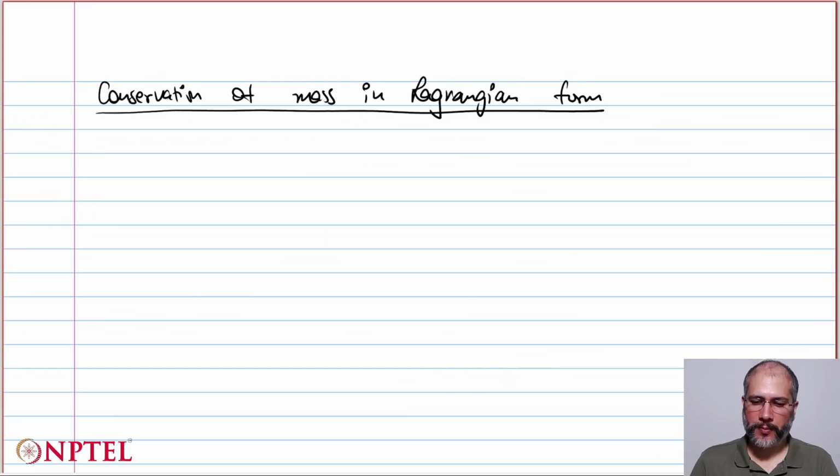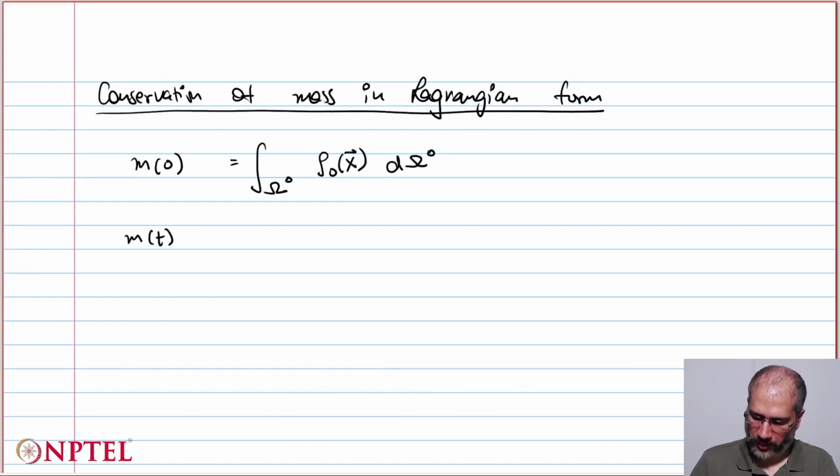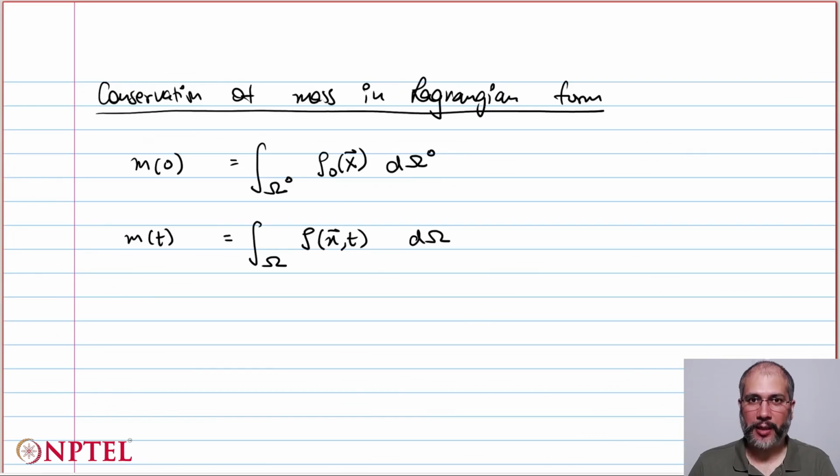So a couple of slides ago, we had written the mass of the collection of particles at t equal to 0 as the integral over the volume in the reference configuration for the density field rho naught as a function of capital X. And the mass for the same collection of particles at some later time was the integral over the volume in the current configuration for the density field rho as a function of small x and time. But since we're interested in the Lagrangian description, I'll write rho tilde as a function of capital X and t.